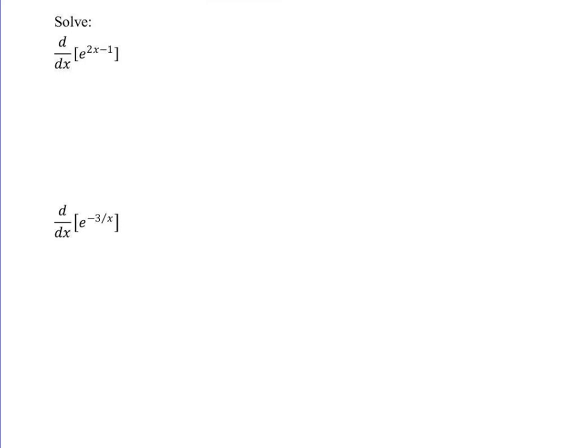So let's take the derivative of e to the 2x minus 1. That's not just e to the x. The derivative of e to the x is pretty boring. It's just e to the x, so there's no point in doing that one. The derivative of e to the 2x minus 1, though, that one is interesting.